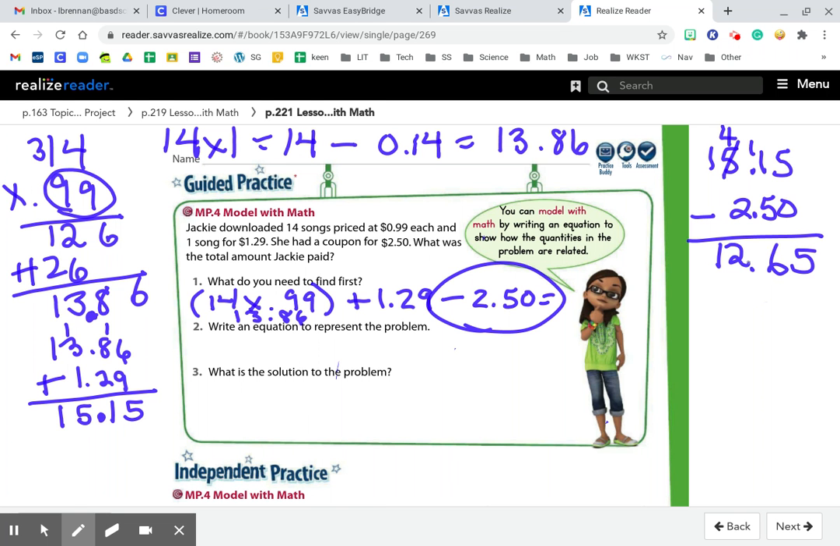So I actually put this in the wrong thing. Sorry about that. What do you need to find first? You need to find the total cost and then write the equation and what is the solution.